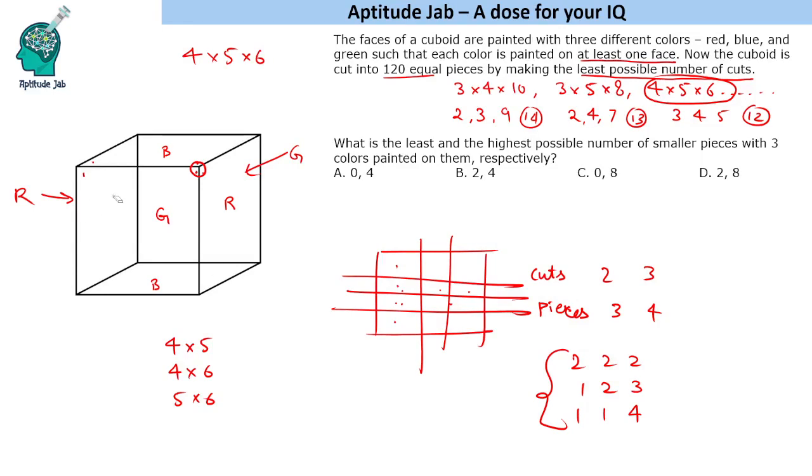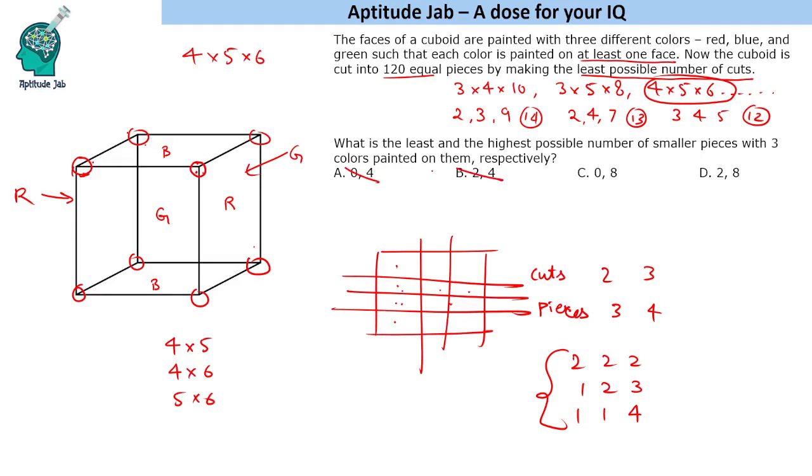It will have green here, right? Red this side and blue this side. Similarly, blue on top, red this side and green this side. So this will be red, green, red from the back side, green from this surface, and blue from the bottom. So all 8 corner pieces will have three different colors. So the highest is 8.